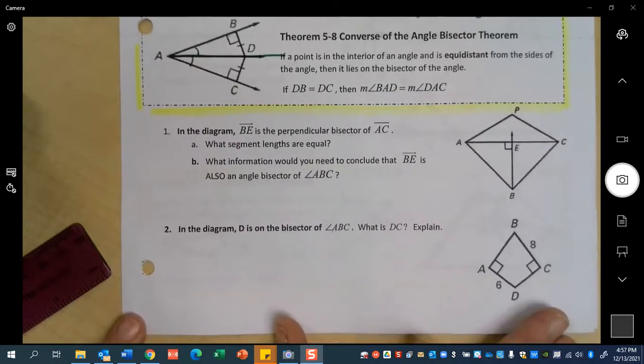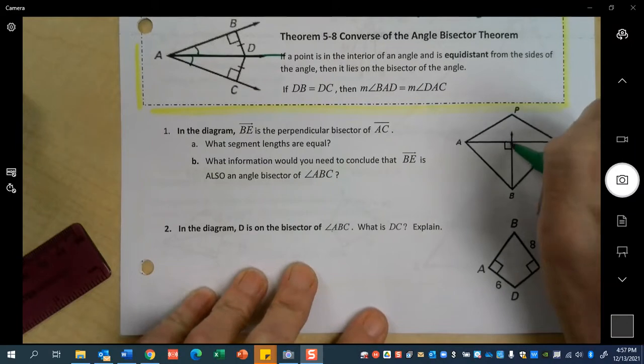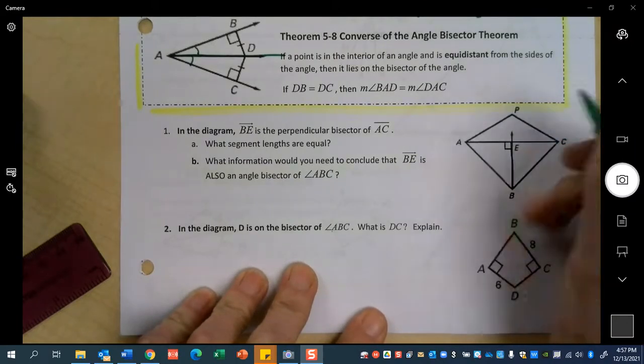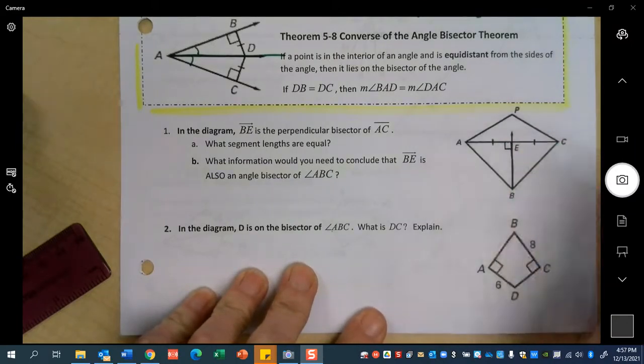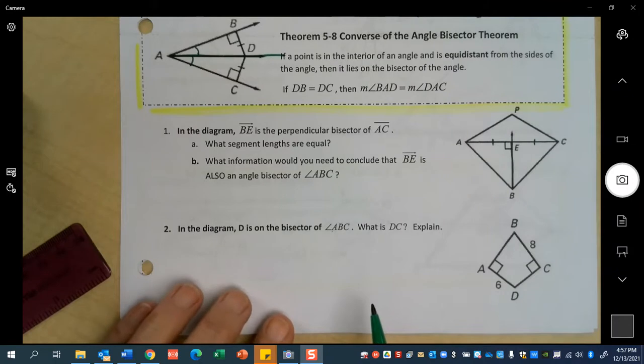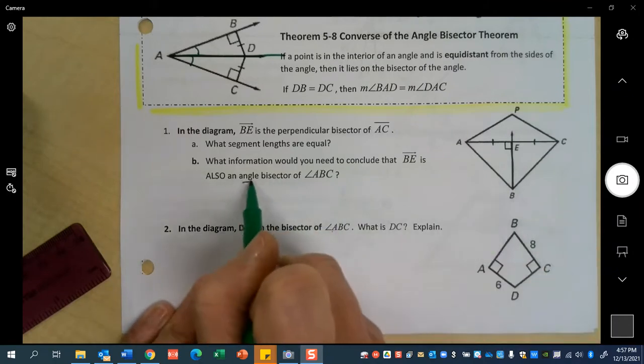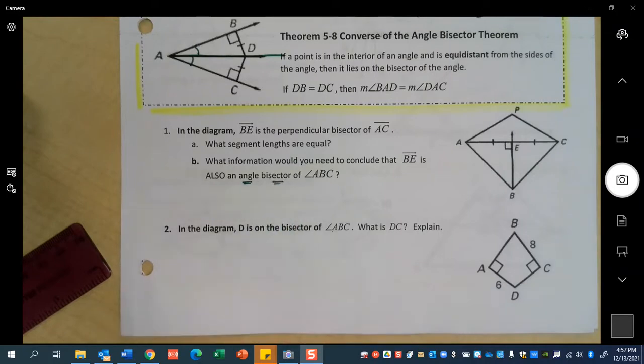In this diagram, BE is the perpendicular bisector of AC. So I know that this is congruent to this, and that's a perpendicular relationship, so a right angle. What segment lengths are equal? What information would you need to conclude that BE is also an angle bisector? I'll let you stew on that for a little bit.